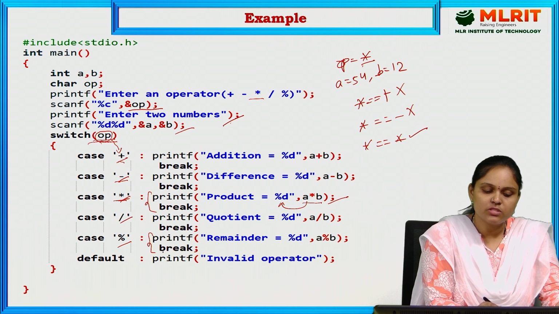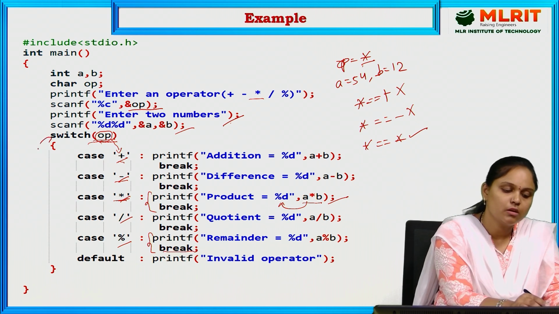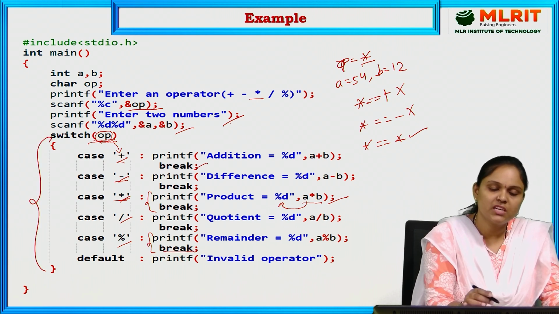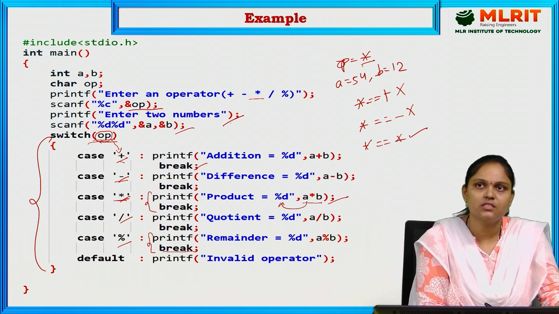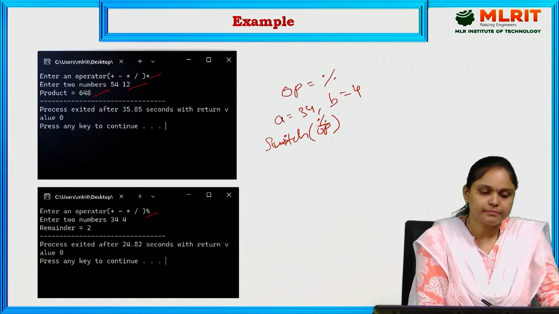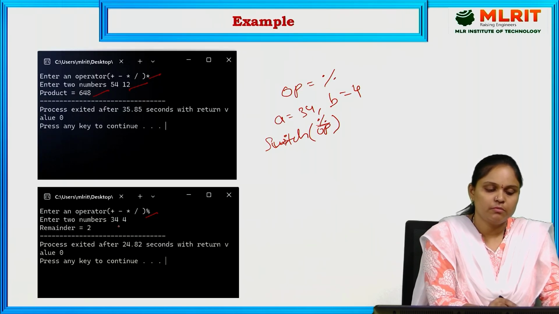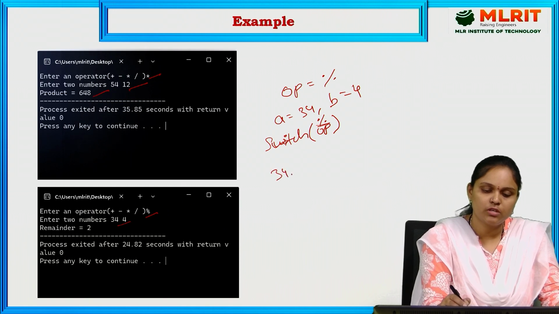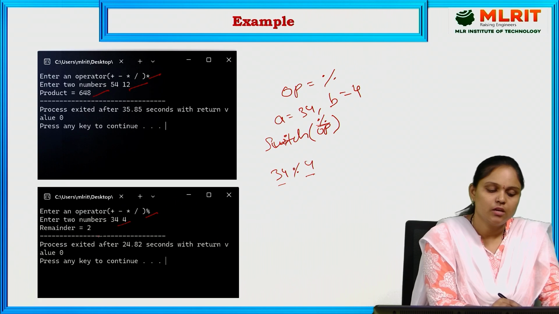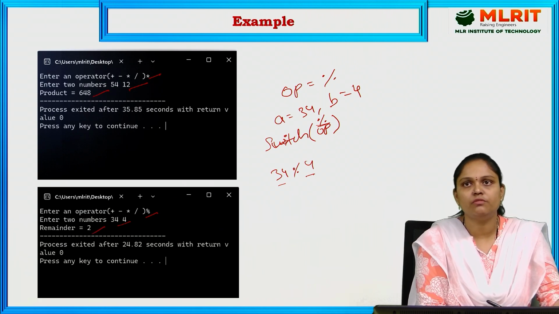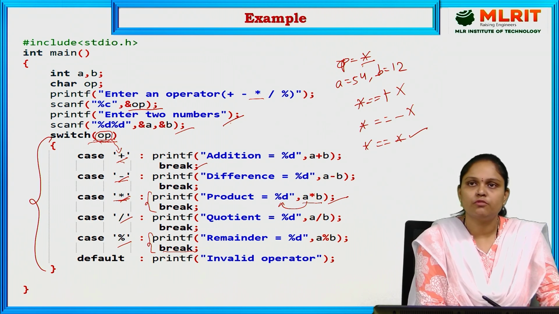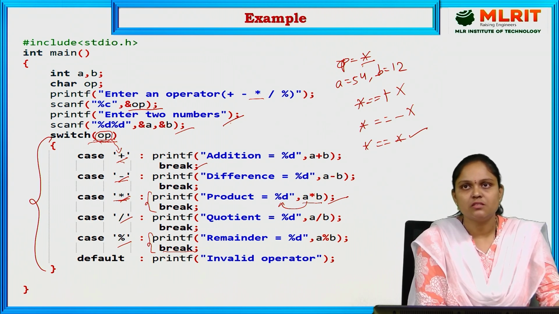Here we are using the break statement to come out of this block. If you are not using this break statement, it will continue and execute the next case. So to avoid that situation, we are using the break statement. After performing this modulus operation, 34 modulus 4, if we divide 34 by 4, we get the remainder as 2. So this is an example of a simple calculator. We can perform some arithmetic operations in the simple calculator.